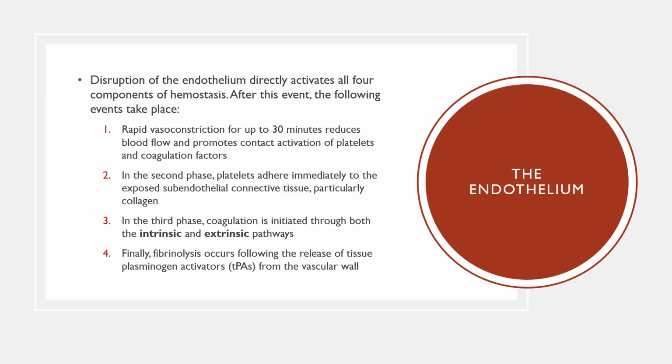We've got vasoconstriction, activation of platelets, activation of the secondary hemostasis in terms of our coag cascade, and fibrinolysis. So this is how we maintain hemostasis. We stop the bleeding, but we also regulate the bleeding so that it doesn't get out of control.